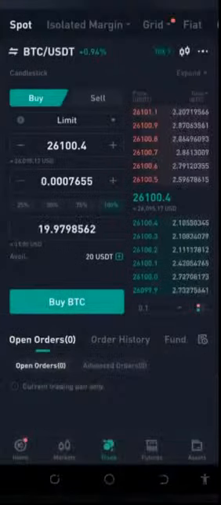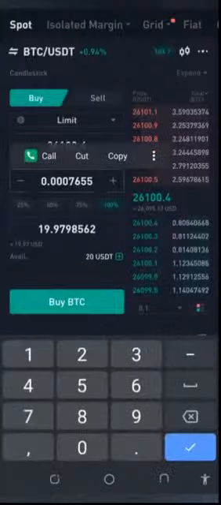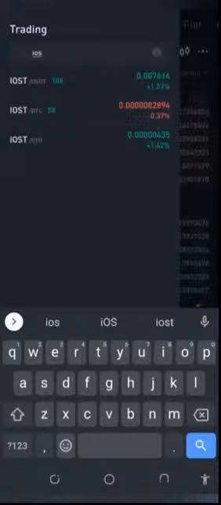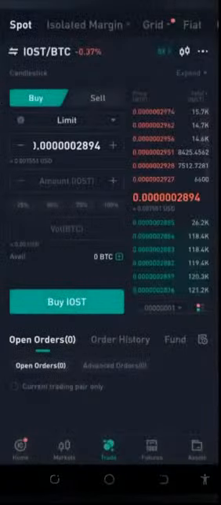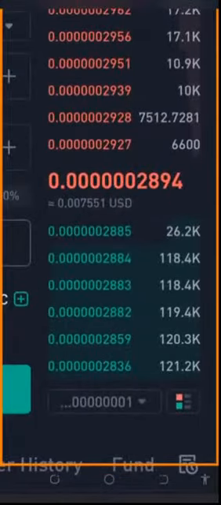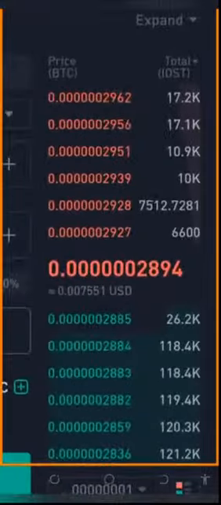So we have 0.007655. Okay, let me pick that up. Then let me just cut that and then go straight to IOST BTC. All right, this is IOST BTC. Good. So now we will have to paste this in here and see, we get 2645. All right, now we have to check the order book. Do we have 2645? Definitely we do. At least we have the first thread that is 6,600, so it can cover 2,645 pieces.